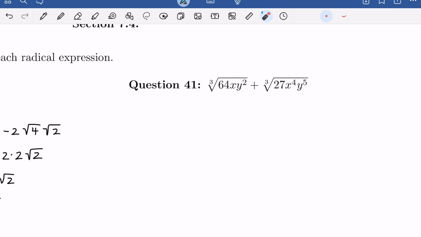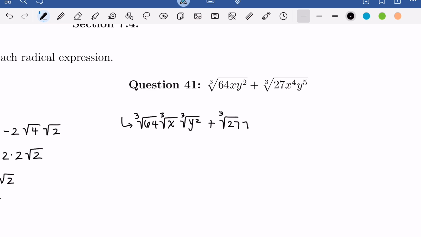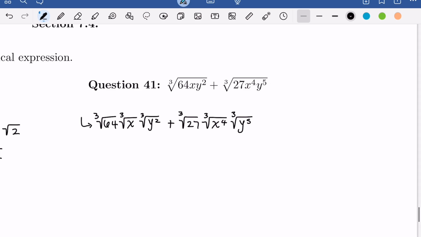All right, so for this next example here, we're adding these two radical expressions here. We're looking at the third root for both of these as well. Now, for each of these guys, we can actually simplify this a little bit further. So that's what we're going to do first before we try to add these guys together. So for this first term here, we're looking at the third root of 64 times the third root of x times the third root of y squared. And then for the second term, third root of 27 times the third root of x raised to the fourth power times the third root of y raised to the fifth power.